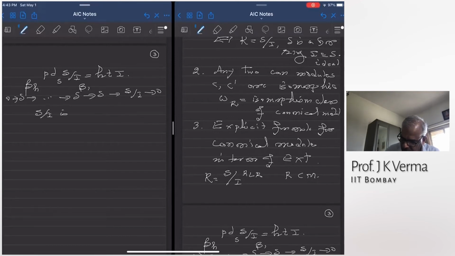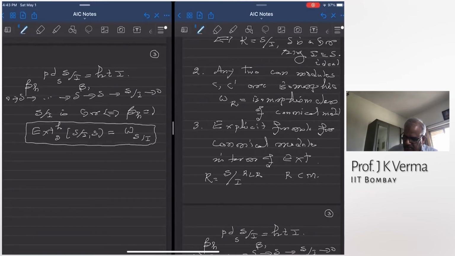We also saw that S mod I is Gorenstein if and only if beta H is 1. And among all the Ext, the only non-vanishing Ext of S mod I and S is this Ext, and this is called the canonical module of S mod I. Okay, that was Grothendieck's definition. And we will see, as a consequence of this new definition of canonical modules, that this old definition of canonical module is exactly the same as the new definition. This is an explicit construction of the canonical module. It is abstractly defined as a maximal Cohen-Macaulay module of finite injective dimension whose type is 1. But we will see that in this special case, when the ring is a homomorphic image of a regular local ring, this is the canonical module.